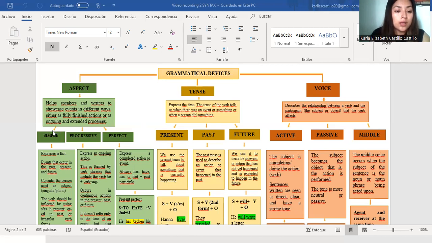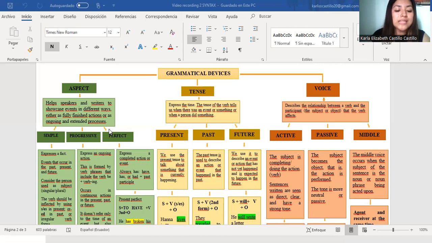Okay, let's get started. First, I will explain aspect. Aspect helps speakers and writers to showcase events in different ways, either as highly finished actions or as ongoing and extended processes. The verbs play an important role in the aspect. For this reason, we need to be clear about the events that occur in the present, past, and future.